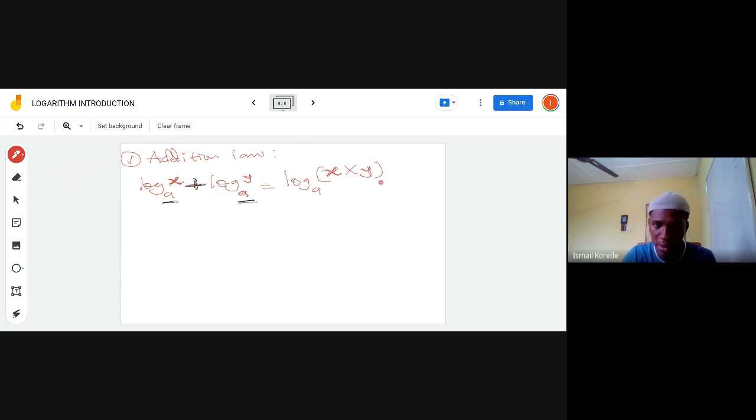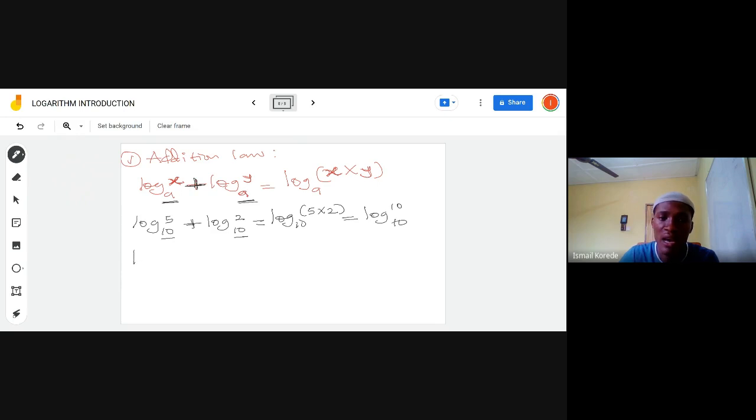Let's take an example. I have log 5 base 10 plus log 2 base 10. Since they have the same common base, base 10, and we have an addition sign in between, we can pick log to the common base and do 5 times 2 and multiply the numbers. So we have log 5 times 2, which is 10, to base 10.